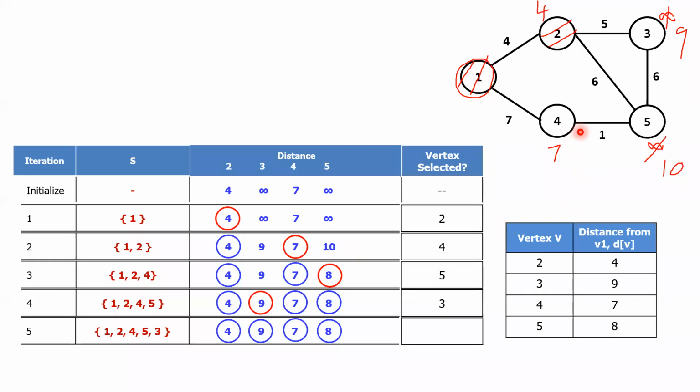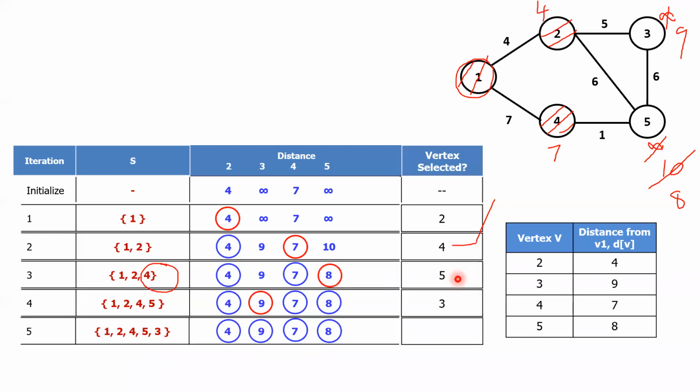Then among the remaining vertices, I am going to select the vertex with the shortest distance 7. So this is 4 I have selected, and now 4 will become visited. Now I'm going to apply the relaxation procedure and update the weights. So 10 I have updated as 8 in this step. You can see here the updated weights 4, 9, 7, 8.